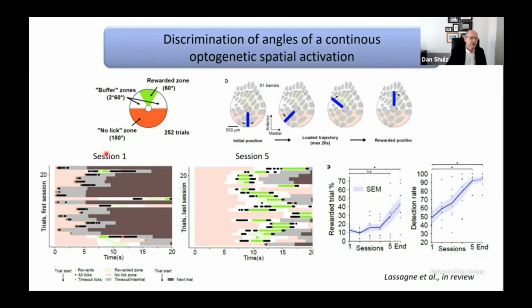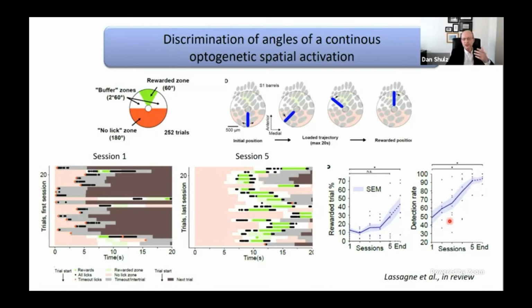So at session 1, when the animal starts learning, almost all of the trials are stopped, because the animal didn't do the right thing. Whereas 5 days afterwards, as you can see, the animal never licks when the stimulus is within the no-lick zone. It starts licking either in the buffer zone or in the reward zone, and the number of rewarded trials is significantly increasing across sessions. And also the detection rate.